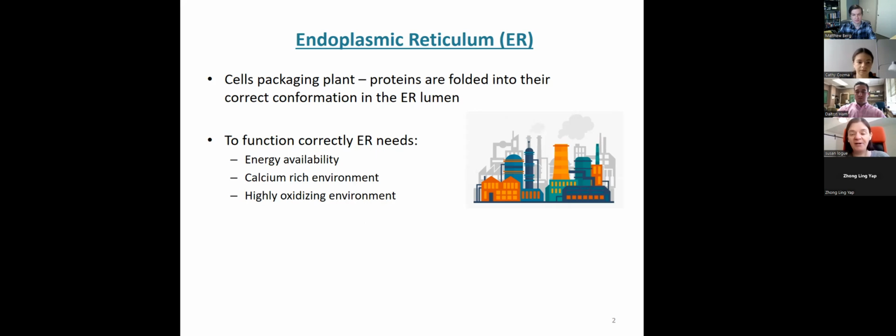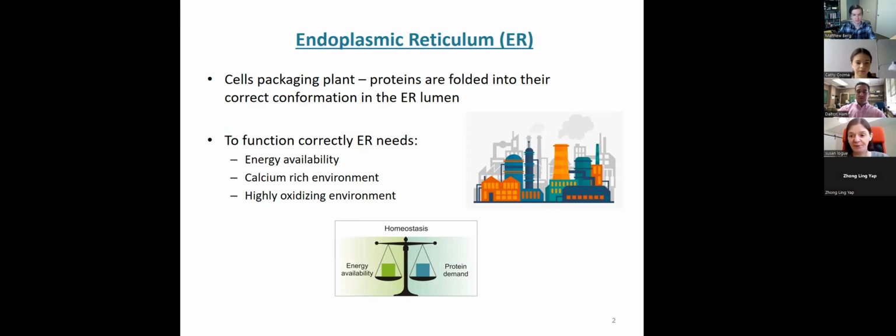So the ER works with absolutely amazing efficiency. To do this, it requires energy availability. It also requires a calcium-rich environment because many of the ER chaperone proteins that aid in protein folding require calcium binding to function at their optimum capacity. The ER also requires a highly oxidizing environment to facilitate disulfide bond formation. When the endoplasmic reticulum has all of these, it's normally meeting the demands placed upon it, and we would say that it's in homeostasis, or in balance.